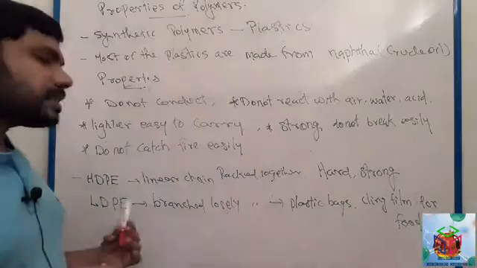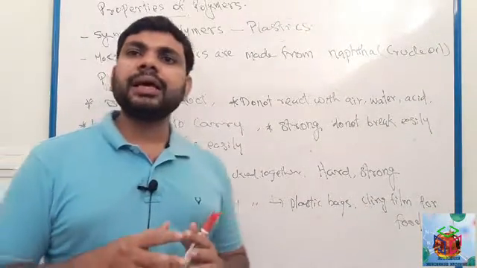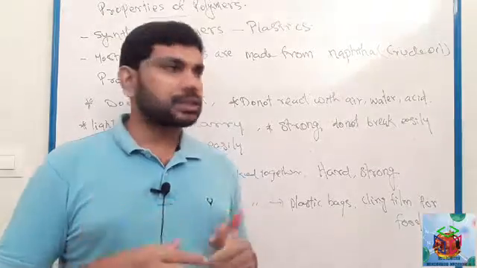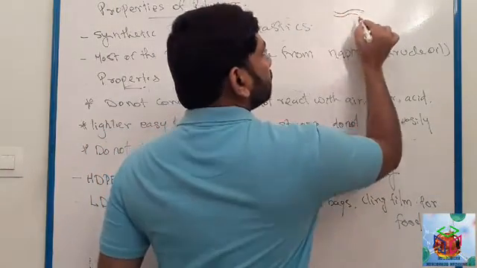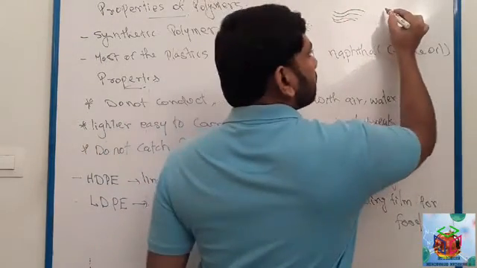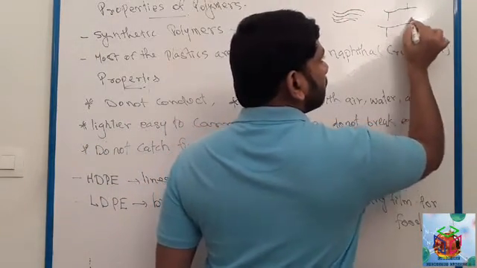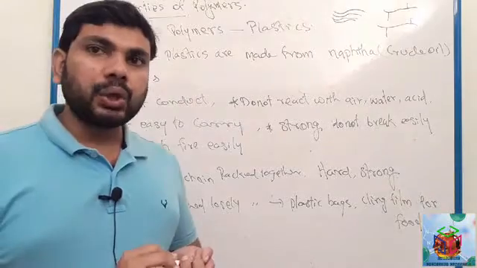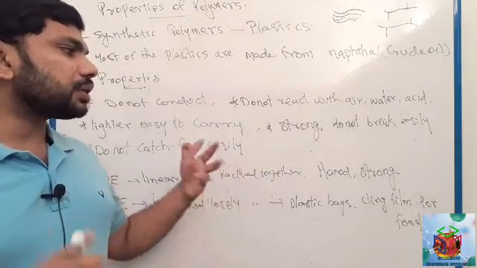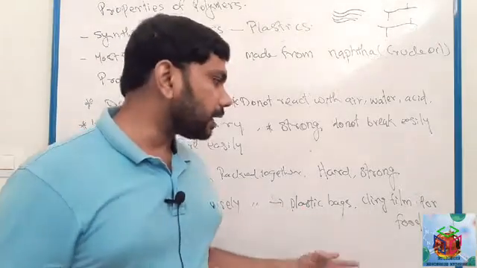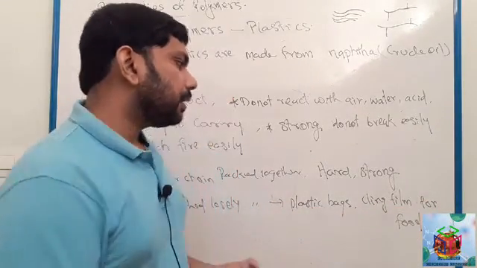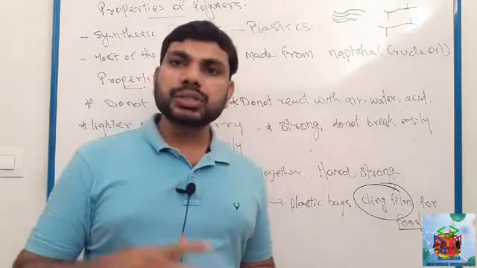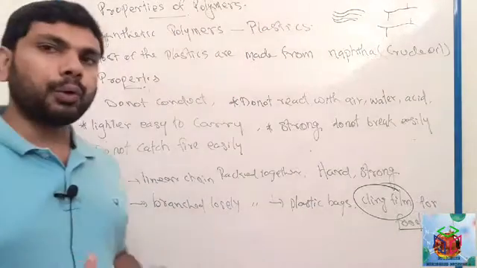Similarly, you have low density polyethylene. Low density polyethylene means they have a branched structure, a linear chain with branches. High density polyethylene has long chains packed tightly, but low density polyethylene has this type of branched structure, so it cannot pack tightly and has low density. This low density polyethylene is not so hard and strong. It is used to make plastic bags and cling film for food packaging. These are the different uses of low density polyethylene. Clear?